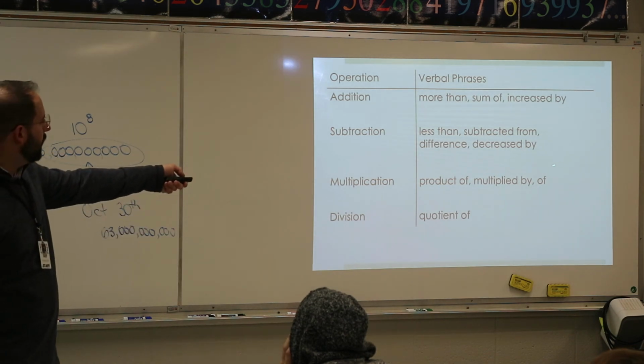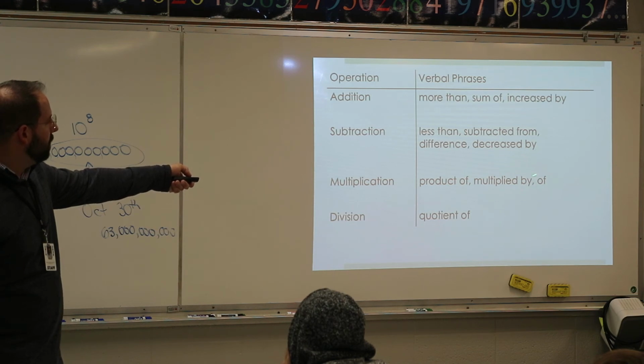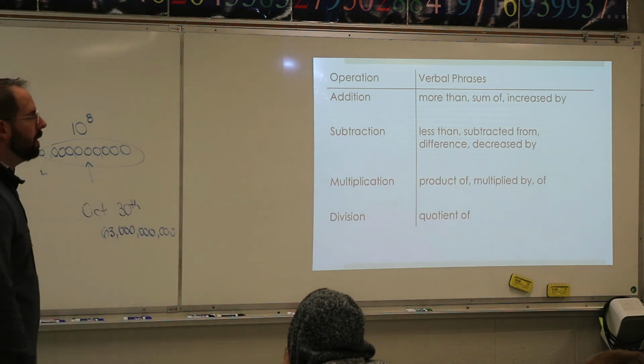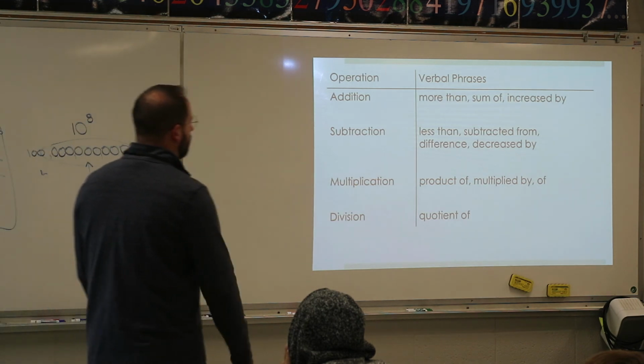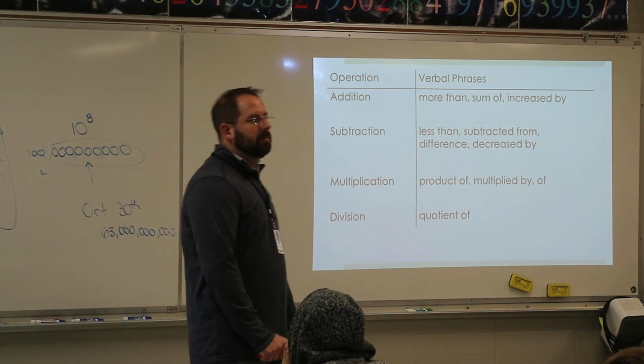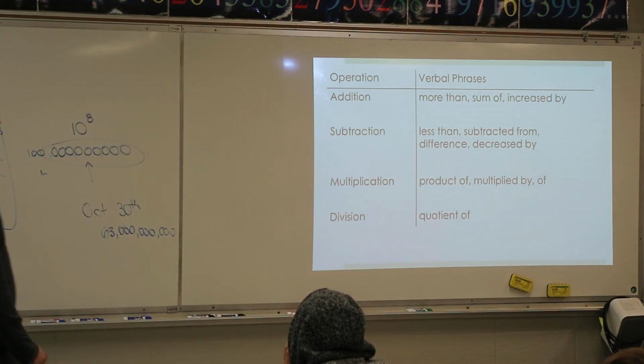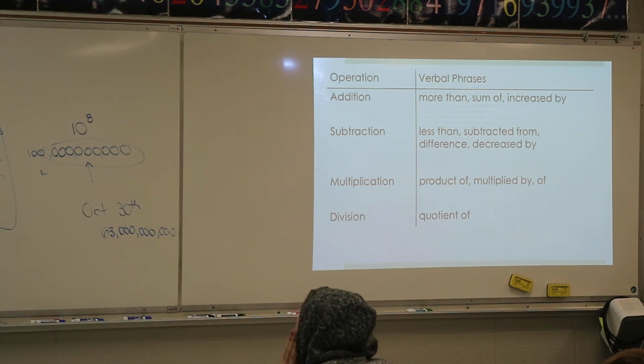Multiplication, I had these. The new one here that I did not include on that list, I'll try to add it before I send it out again. The word of, just in general, means to multiply. The word of means you're multiplying. And then quotient of is division, or half, or you're cutting something in half or a third.